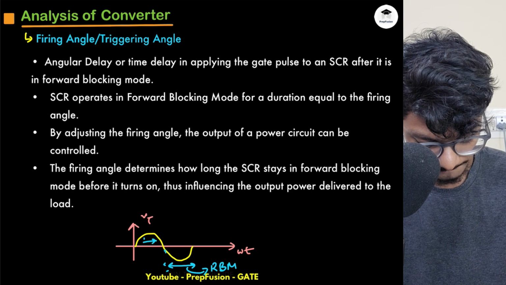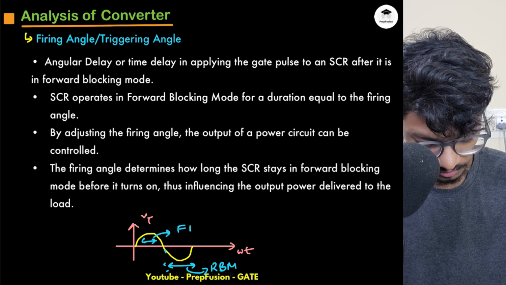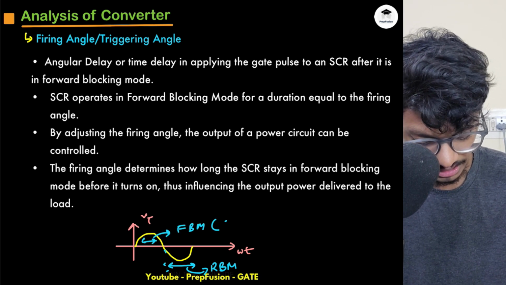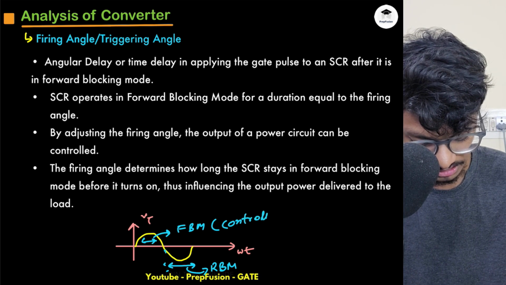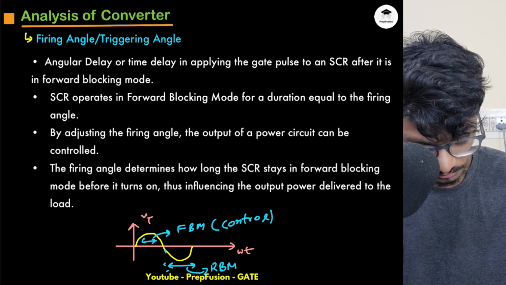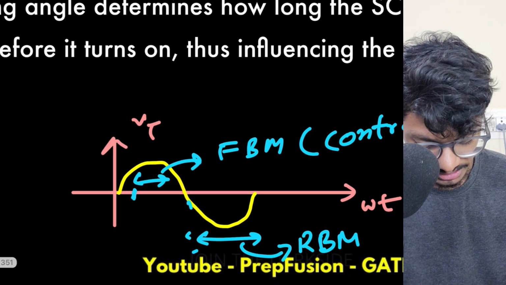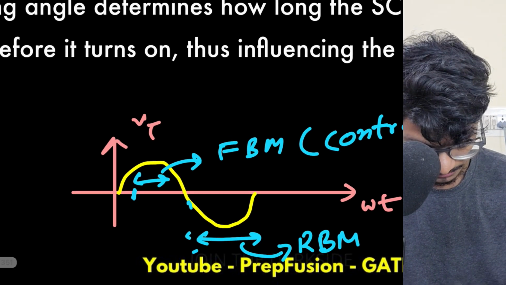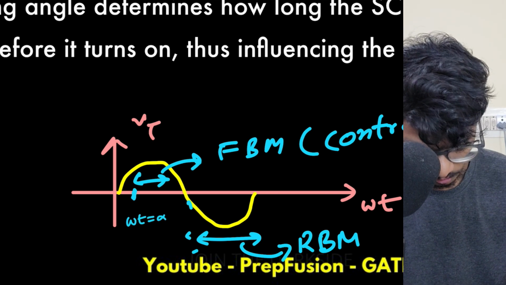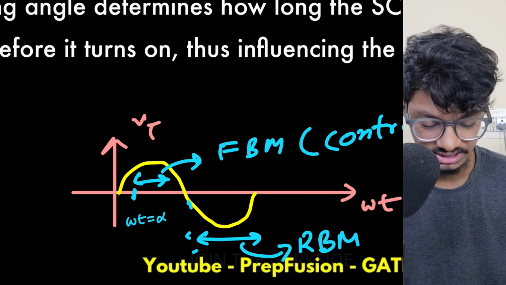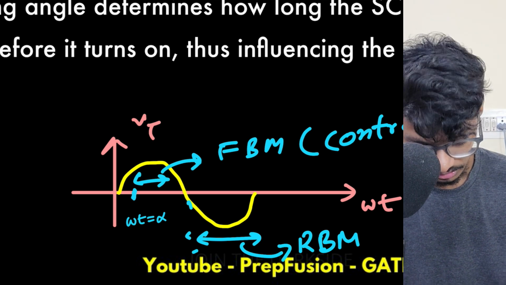And this is in the forward blocking mode. And in this region, I have control. I can turn on the thyristor. And let's say I use a trigger signal at omega t equals to alpha.